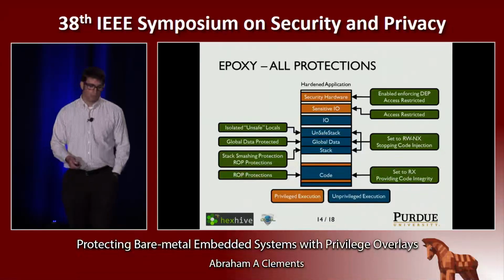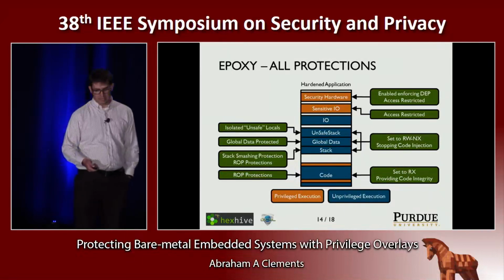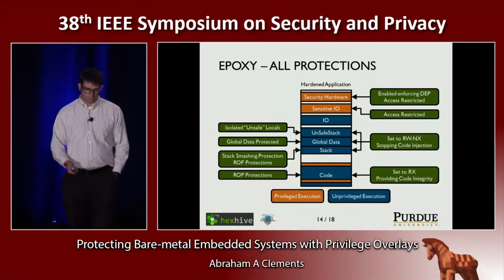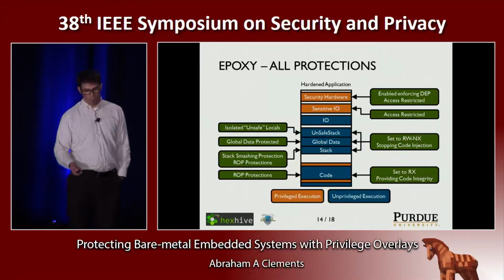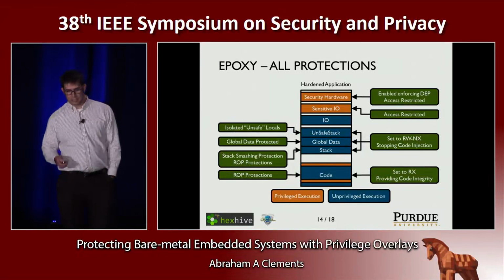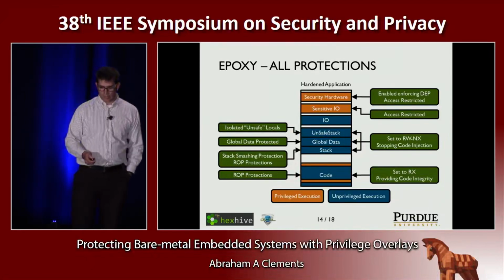So after applying all of these defenses, we have isolated unsafe locals to their own separate stack. The global data is protected. Stack smashing has been prevented on the stack by SafeStack. We have ROP protections from diversity. But it's essential that with all of these protections enabled, we now have protections against ROP, code injection, access to specific global variables, and access to sensitive I/O.